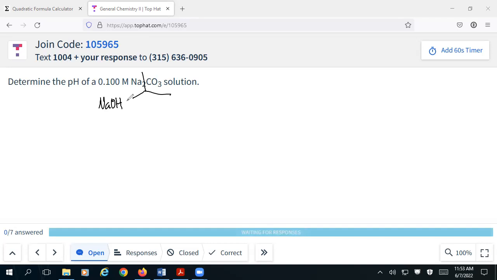What do we know about sodium hydroxide? What kind of base is it? Strong. Okay, let's look at the carbonate. What kind of acid is the carbonate coming from? Right, this one's on the trickier side.